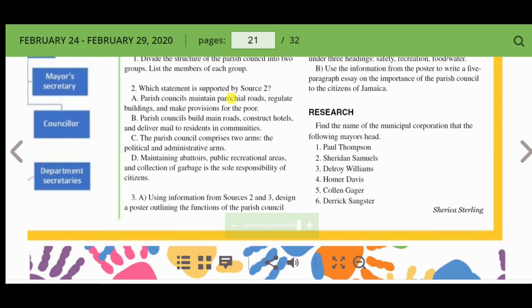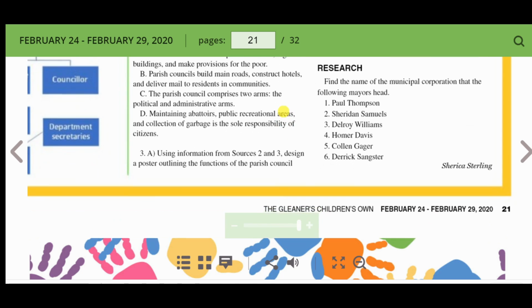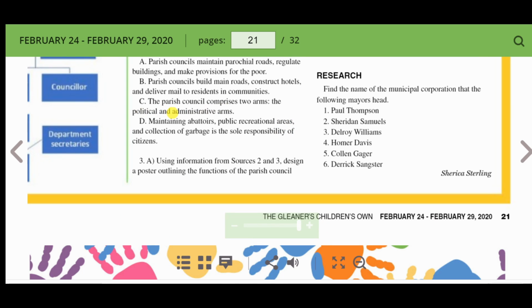Which statement is supported by source 2? A. A parish council maintains parochial roads, regulates buildings, and makes provision for the poor. B. Parish councils maintain roads, construct hotels, and deliver mail to residents in the communities. So this one, parish council is not responsible for the construction of hotels per se. C. The parish council comprises two arms, the political and administrative arms. D. Maintaining abattoirs, public recreational areas, and the collection of garbage is the sole responsibility of the citizens. So we know it can't be this.